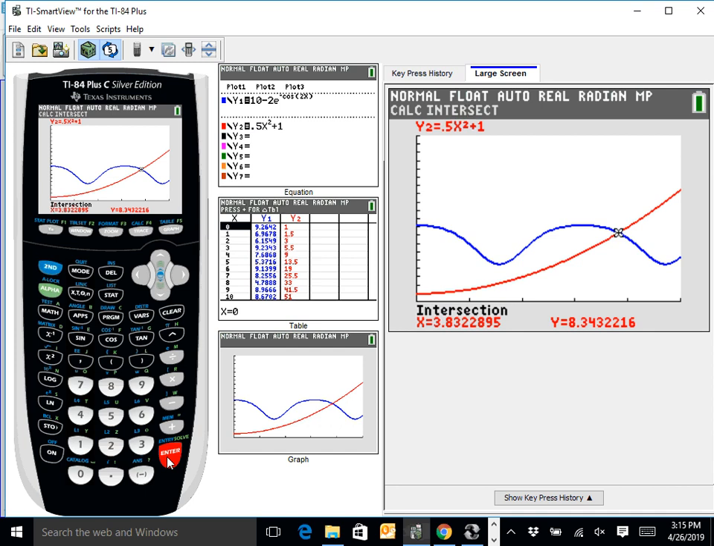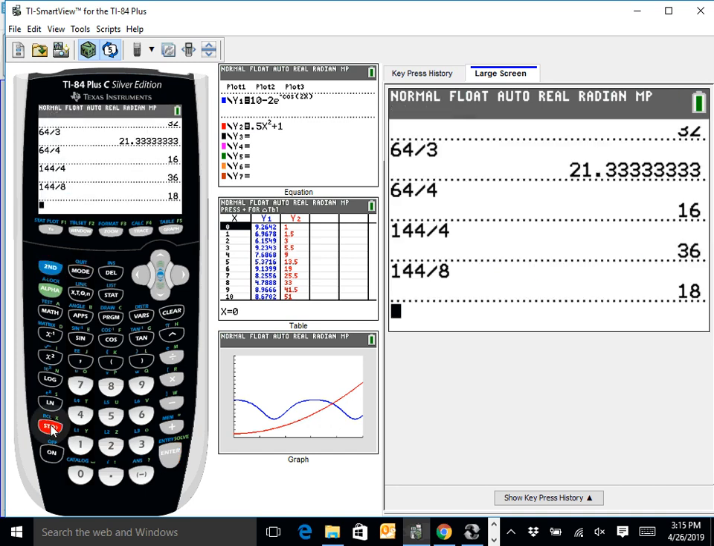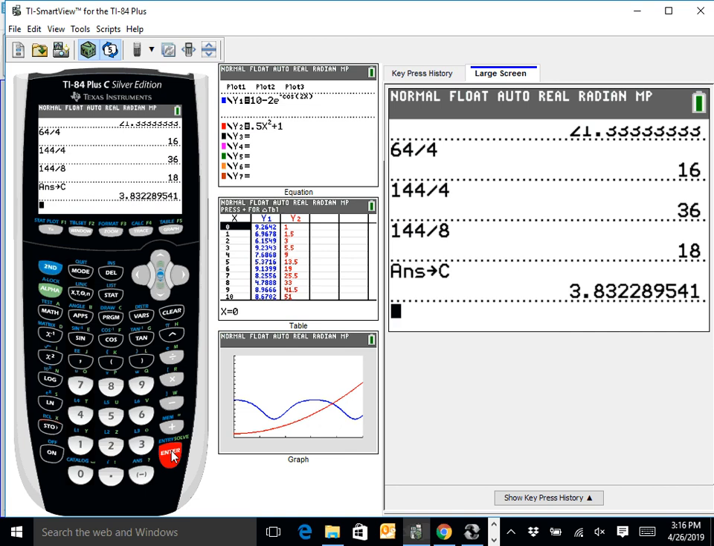I've been using A a lot, so I'll use the letter C. I'm going to hit second quit, and I'm going to store. I'm going to do answer store as the letter C. You can use whatever letter you want. I'm going to store that on my calculator, but I also need to write that in the scoring region.